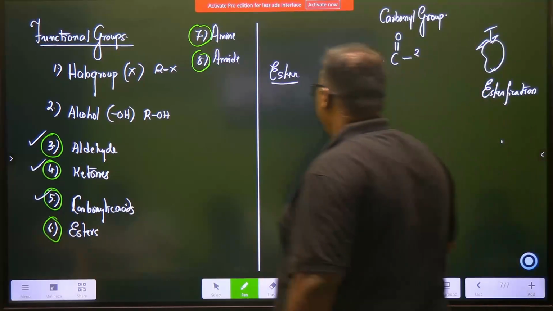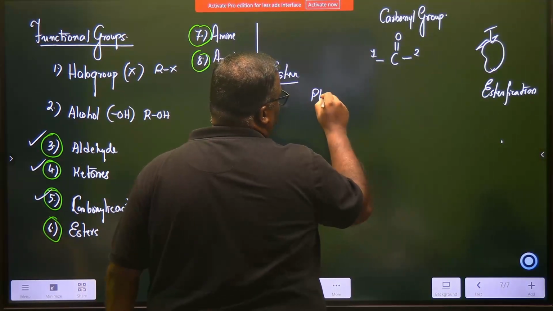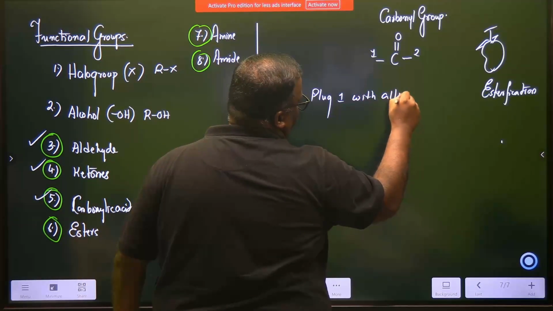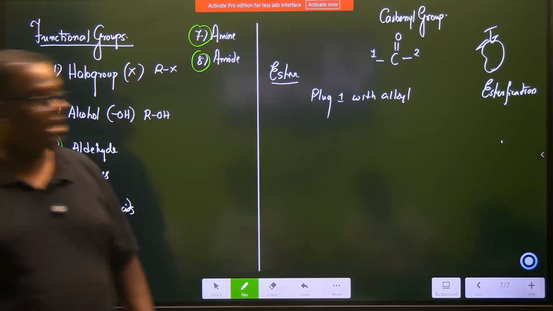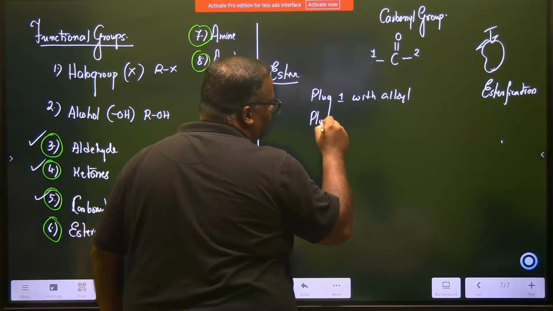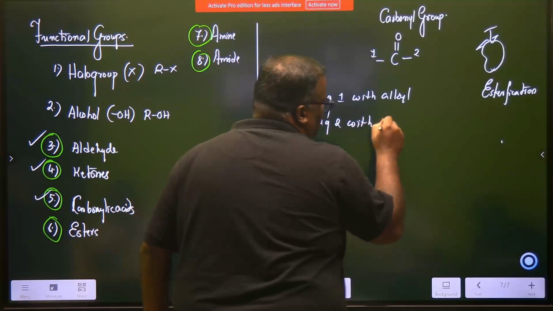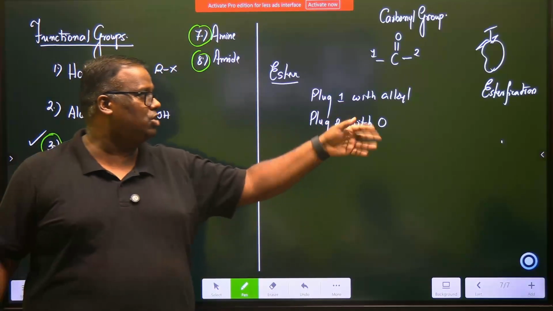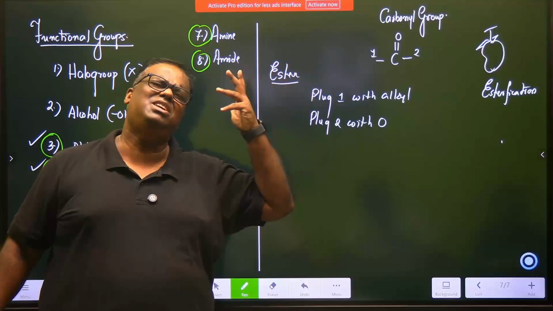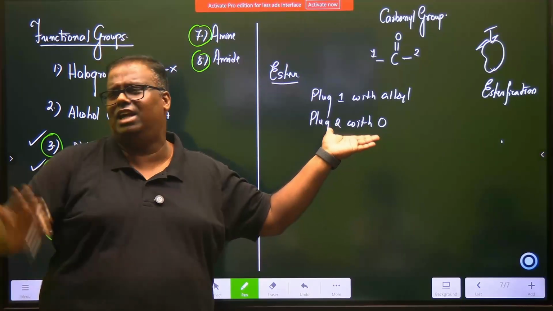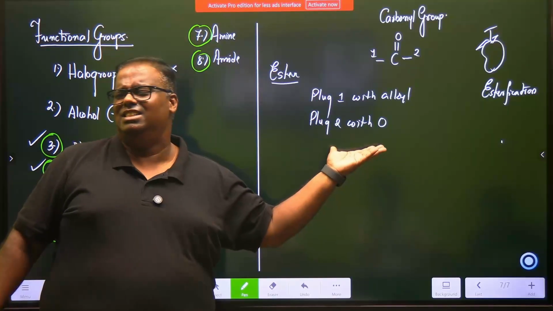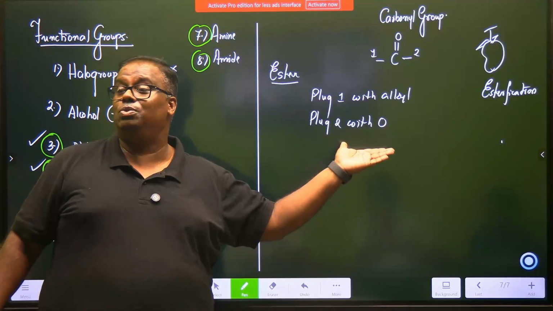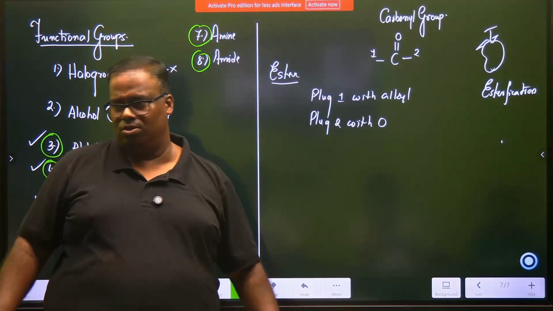Now, what is ester? In ester, we have got something. Plug 1 with alkyl, and we will plug 2 with oxygen. You can do the other way also. You can do crisscross also. First understand. If I write that Rama defeated Ravana in World War, you will write that also. Do you know ester? You don't know. So first understand. If I write wrong, you are writing wrong. First understand. Plug 1 with alkyl, plug 2 with oxygen. You can do the other way around also.